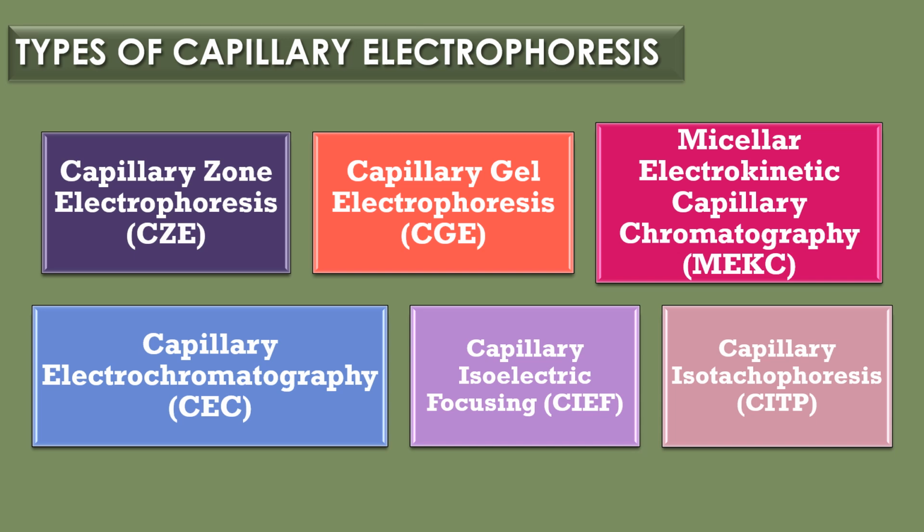Types of capillary electrophoresis. There are 6 types of capillary electrophoresis. They are capillary zone electrophoresis, capillary gel electrophoresis, micellar electrokinetic capillary chromatography, capillary electrochromatography, capillary isoelectric focusing, and finally capillary isotachophoresis.